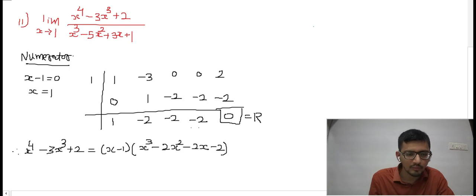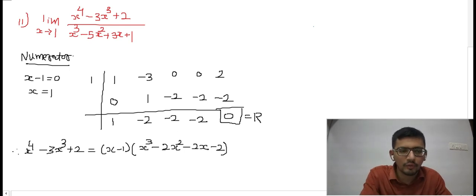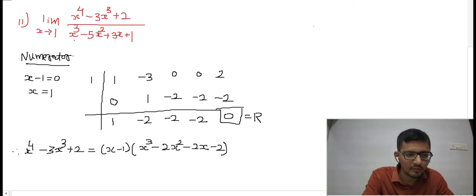Okay, so these are the coefficients of what? A quotient polynomial. Same story we will do for the denominator also. Denominator also we can see, if you are putting x equal to 1 here, 1 minus 5 plus 3 plus 1, what you will get? 0. It means x equal to 1 will satisfy this equation. That means x minus 1 is a factor for this polynomial also.